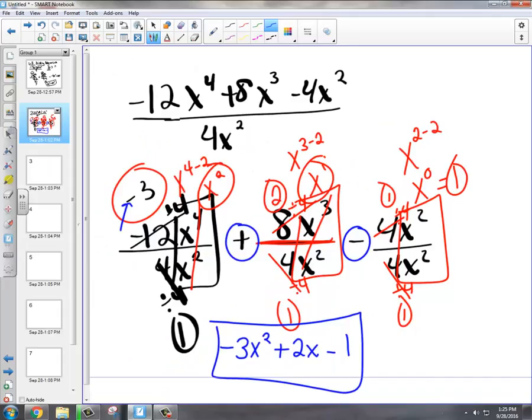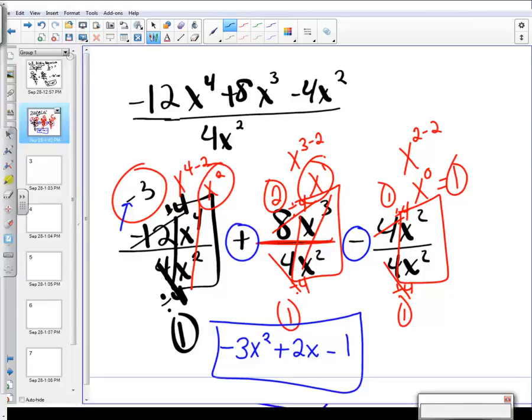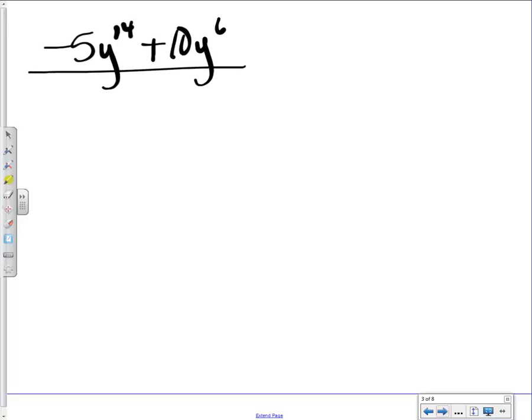Okay, let's look at another one. Last one, example of these. Negative 5y to the 14th plus 10y to the 6th, all divided by 5y to the 5th. The denominator has no add and subtract signs, so I can rewrite it as separate pieces.